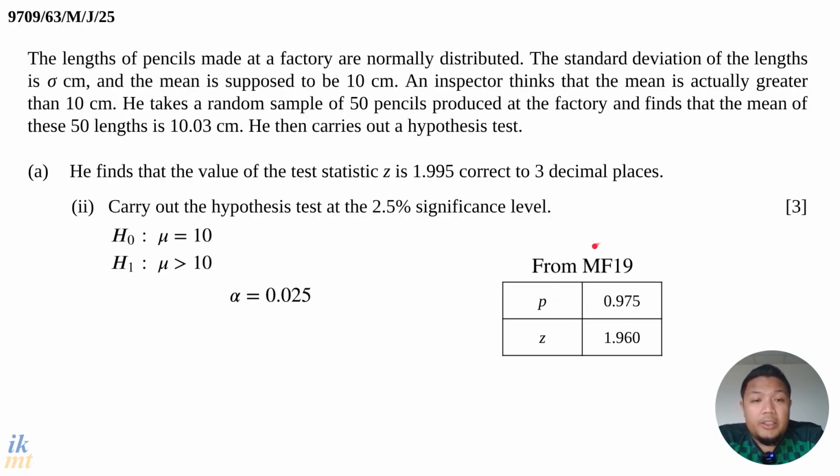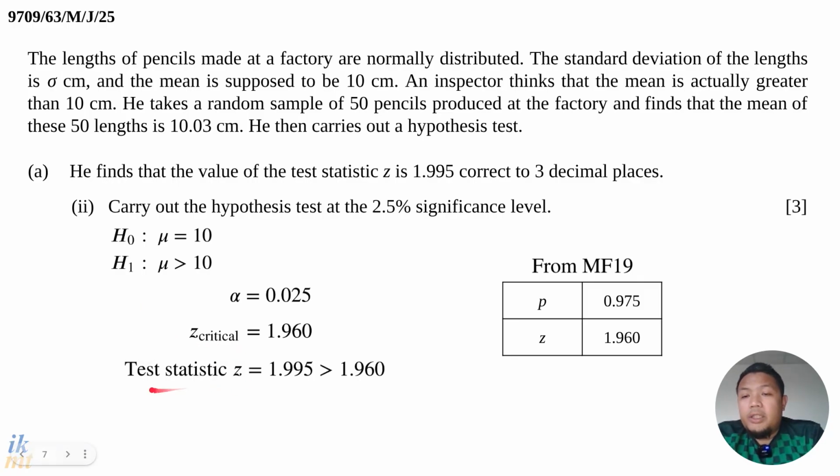0.975 in our MF19. So for the probability value 0.975, we find that the Z critical value is 1.960. This is from MF19. All right, so our Z critical value is 1.96. Now for a one-tail test where we want to find out if our mean has increased, we want to check if our test statistic is larger than our Z critical value. If the test statistic is larger than the Z critical value, that means we can reject the null hypothesis, or we have enough evidence to reject the null hypothesis.